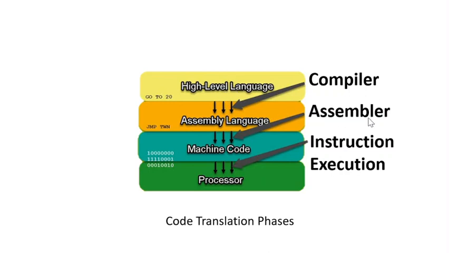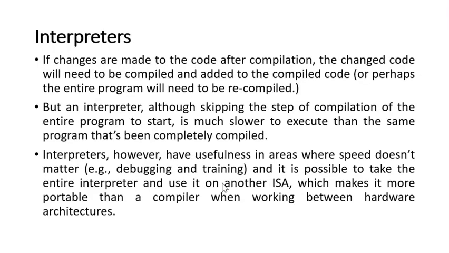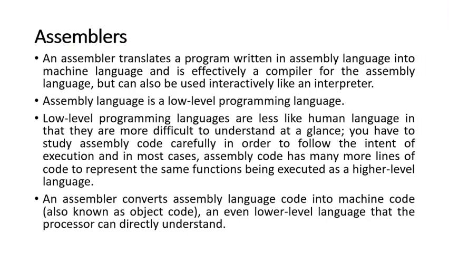So it just needed an assembler for it to be converted into machine code before execution sa processor. Okay, so ayun, so we have another type of translator, but this is intended for assembly language na level. So it is effectively a compiler for assembly language, but can also be used interactively like an interpreter.